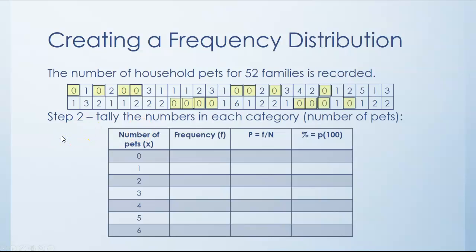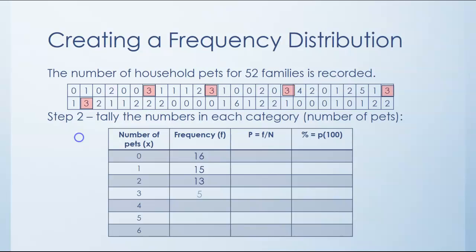If we look here, I've highlighted every household that has 0 pets. If we count those up, we're going to find that there are 16 houses that have 0 pets. We're going to do the same thing for each of the different numbers. For the number of households that just have 1 pet, that is going to end up being 15 houses. We're going to do the same thing for 2. The number of households that have 2 pets, we're going to have 13, and so on and so forth.